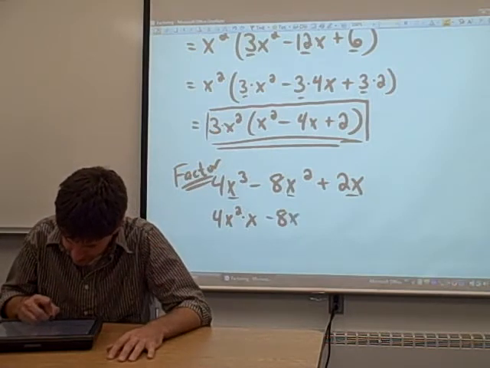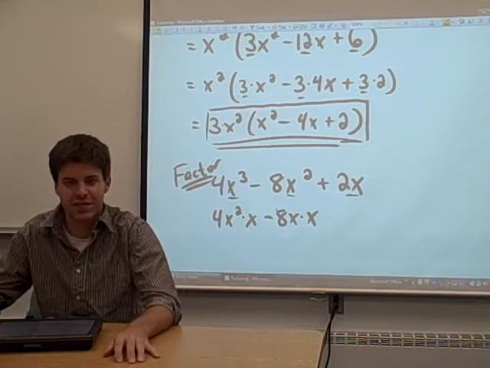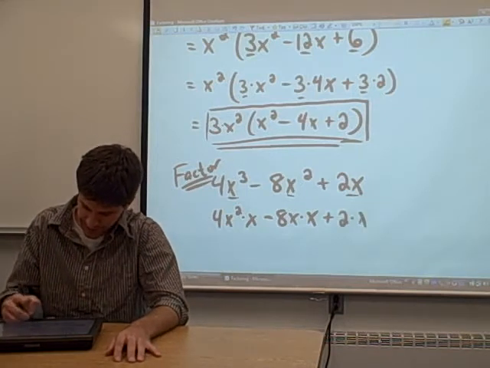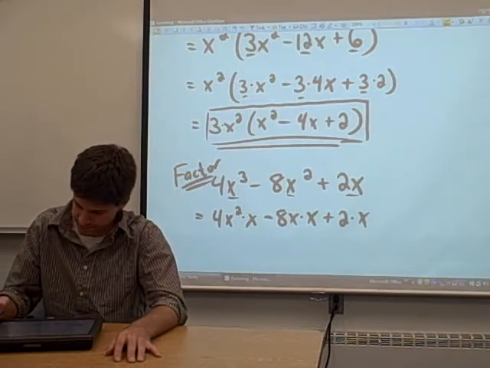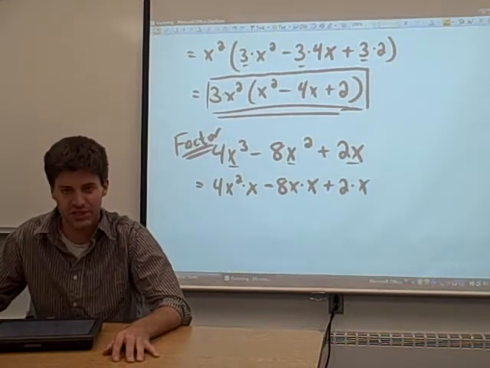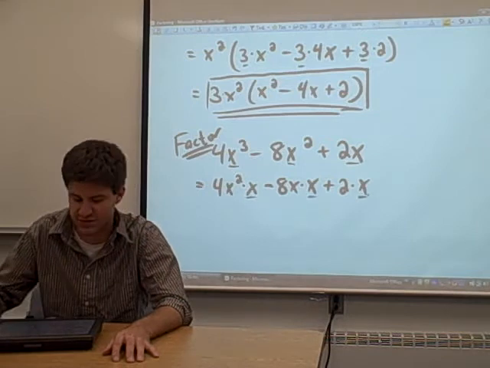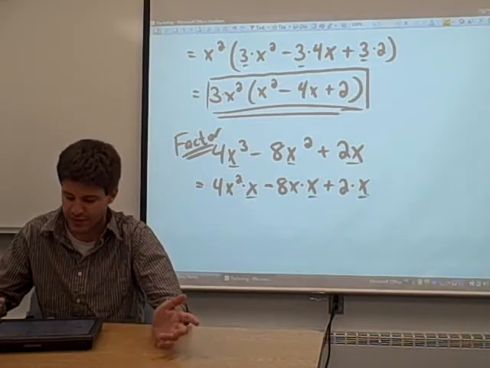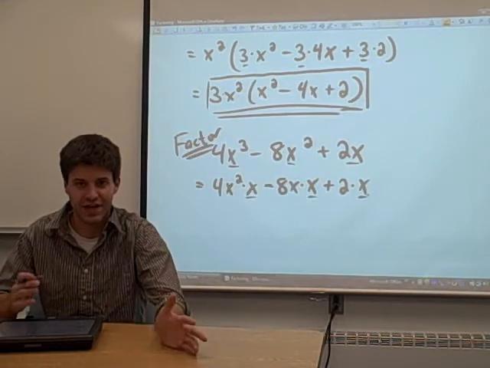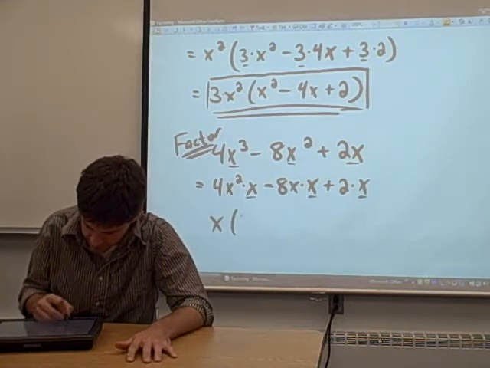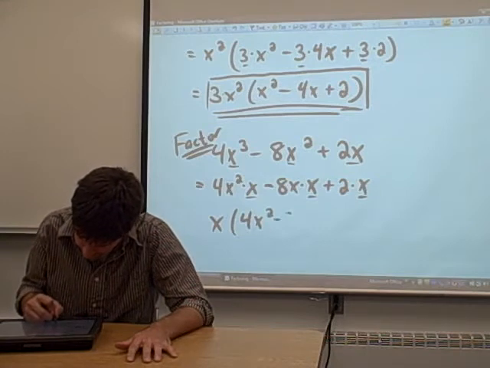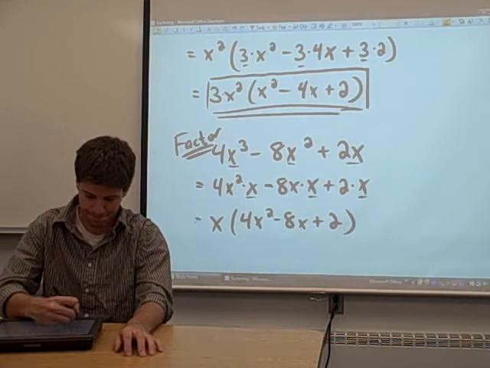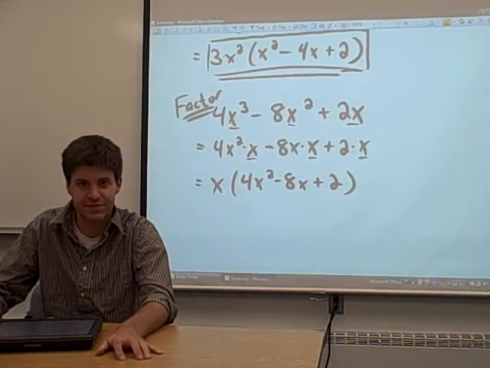I could write the second term as 8x times x. That's the same thing as 8x squared. I can write the third term as just 2 times x. So we haven't done much here. All we've done is pull an x out of each one of these 3 terms. Now we can use the opposite of the distributive property to pull the x out and write it like this. Just like that. Great, so that's the first step.